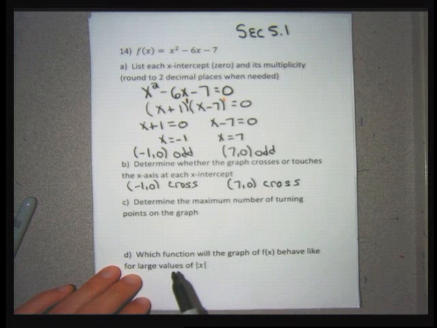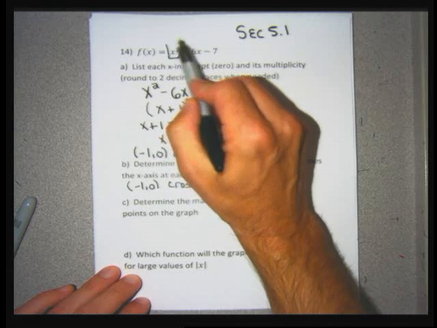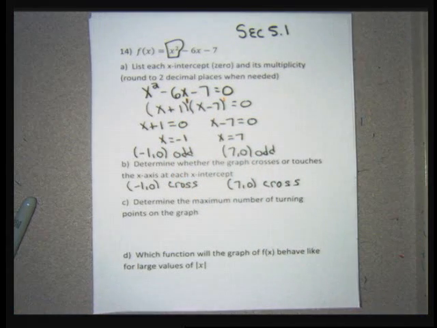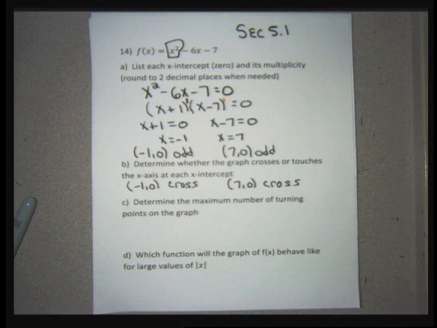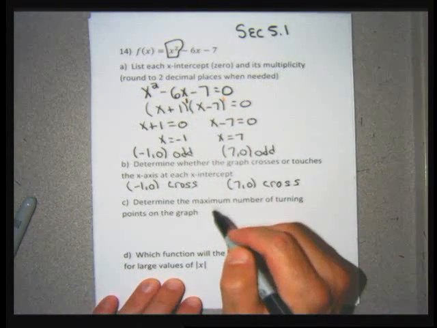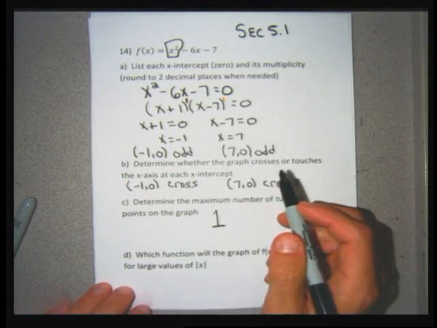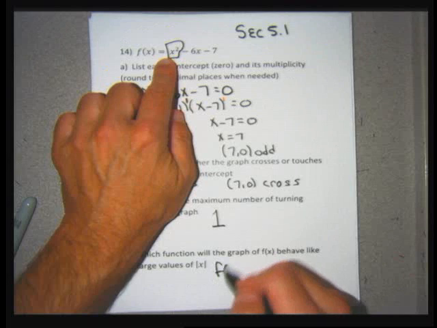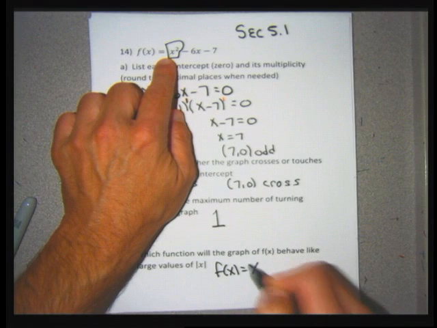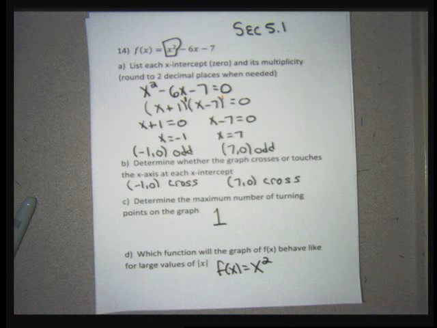Nicely, for parts C and D, there's no extra algebra to do. The leading coefficient, or the leading term, the term with the highest exponent, will clue me into the answers here. Because this is a second degree polynomial, the maximum number of turning points I could have is 1 less than 2, which is 1. And this function will look something like the generic parabola f of x equals x squared. And this graph is going to be a parabola once we get to it.